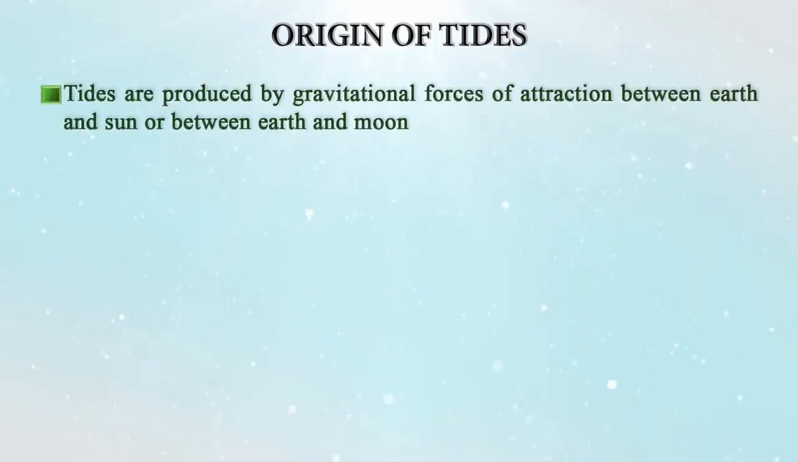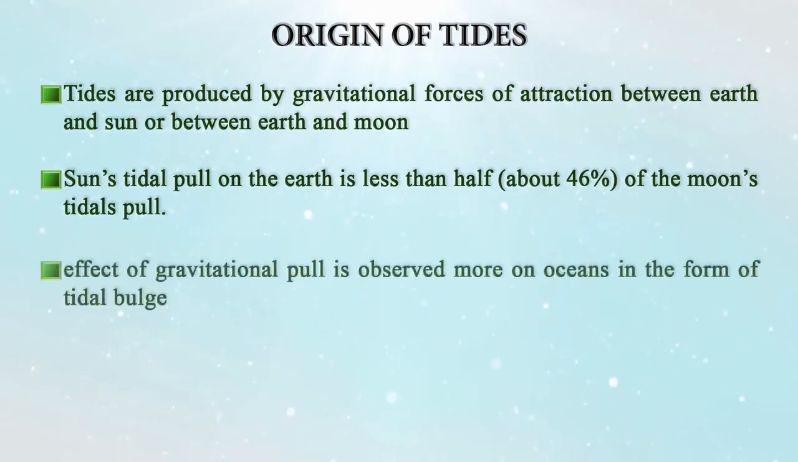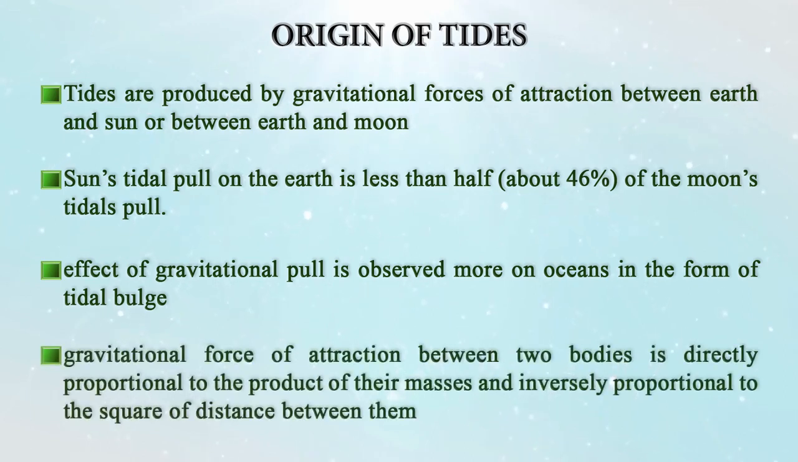As I have told you, tides originate due to gravitational forces of attraction between earth and sun, and between earth and moon, and the tidal force of the moon is greater than the tidal pull of the sun for earth. The effect of this gravitational pull is observed more on oceans in the form of tidal bulge. First let us understand that the gravitational force of attraction between two bodies is directly proportional to the product of their masses and inversely proportional to the square of distance between them.